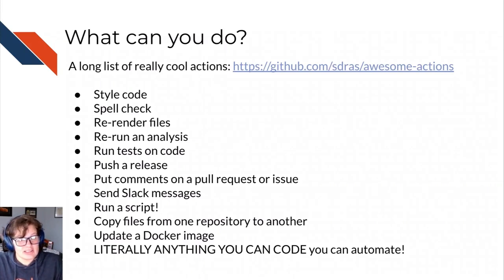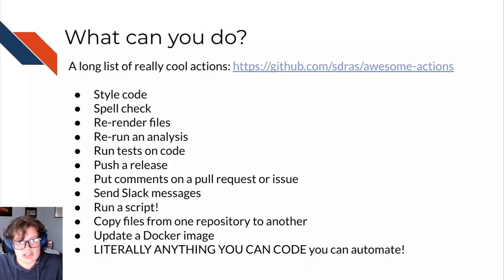So there's a lot of examples online, so you can look at the awesome actions. They have a whole listing there. GitHub Actions Marketplace has all kinds of already pre-made GitHub Actions, so you don't have to write all this code to do all this stuff. You can go find code that other people have written and published in a published GitHub Actions that you can just use. So what could you do? Here's just a few examples. You could style code, you could spell check, you could re-render files, you could rerun an analysis, which we're going to do. You could run tests on code, you could push a release, you could put comments on it. Say you have contributors, you want them to know about something automatically. You could send Slack messages, so you can do integrations, right? You can do integrations with other apps. Really, the possibilities are just huge.